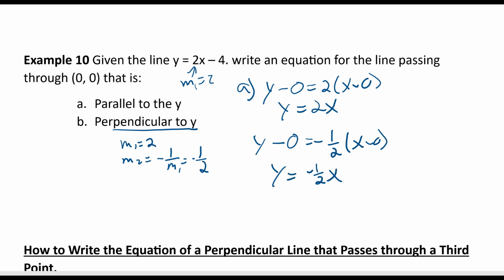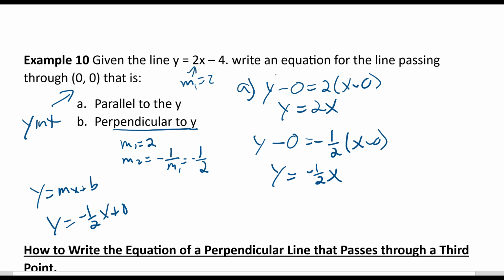Now, some of you are probably shouting at the screen saying, well, duh, if you know this is an intercept, that's a y-intercept. So I could have just said y equals mx plus b, y equals negative 1/2 x plus 0. I mean, same thing. Okay. Could have done that on A as well. y equals 2x plus 0.